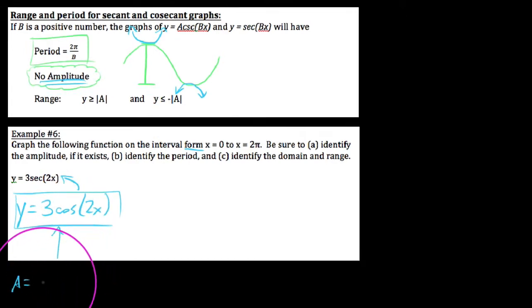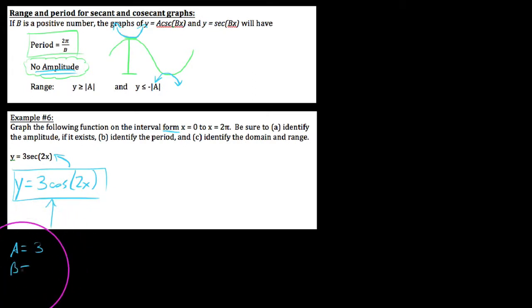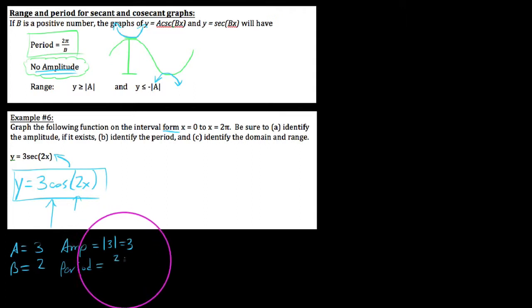So if my job is to graph this one in blue, I actually can identify a few things. First of all, the a value is 3, and the b value on the inside here is 2. So we get a few things from this. The amplitude of the cosine graph would equal the absolute value of 3, which is just 3. And the period, which is 2 pi over b, with b being 2, would be pi.